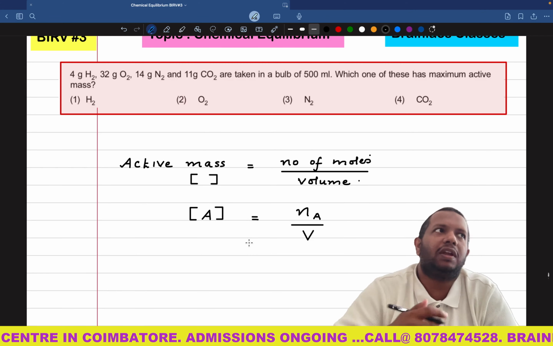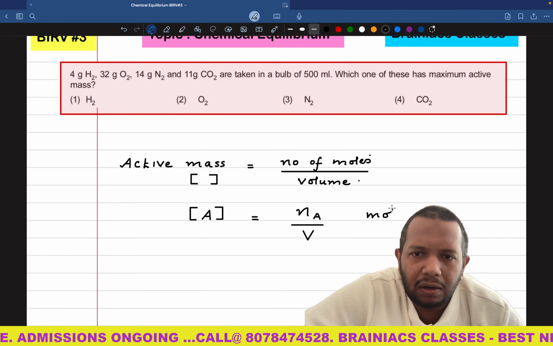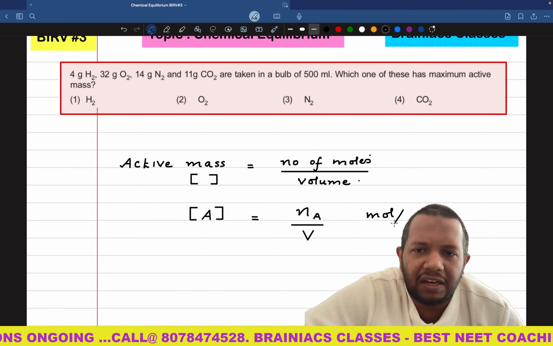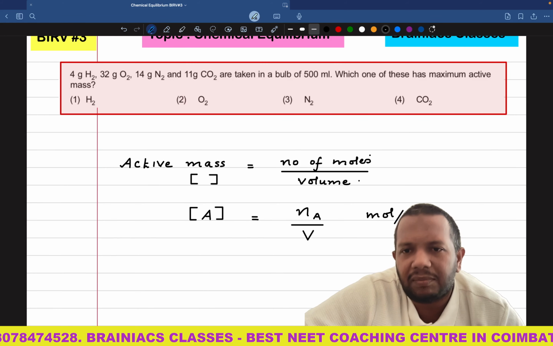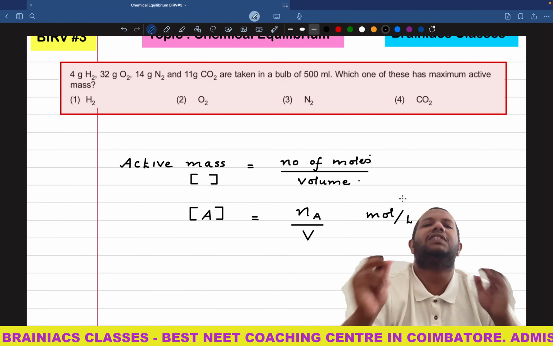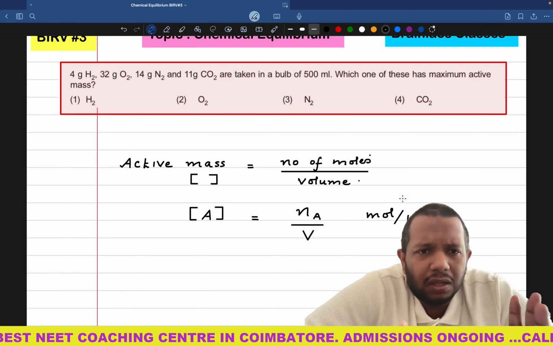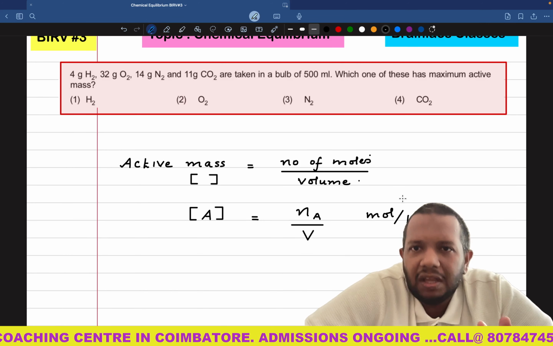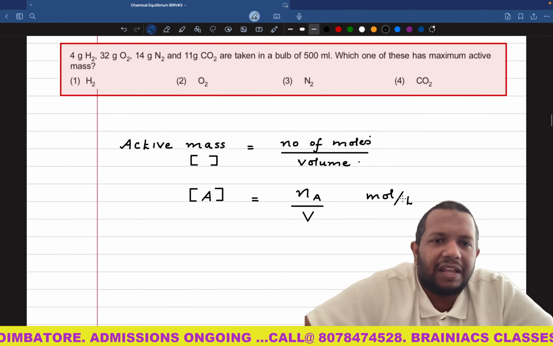So what is its unit? Its unit is, sir? Mole is in the numerator, and in the denominator we have volume, that is liter. So we can say mole per liter, which is the same as the unit of molarity. Clear? So I hope you understood what is active mass. Now they are asking which one of these have maximum active mass. So let me take one by one.